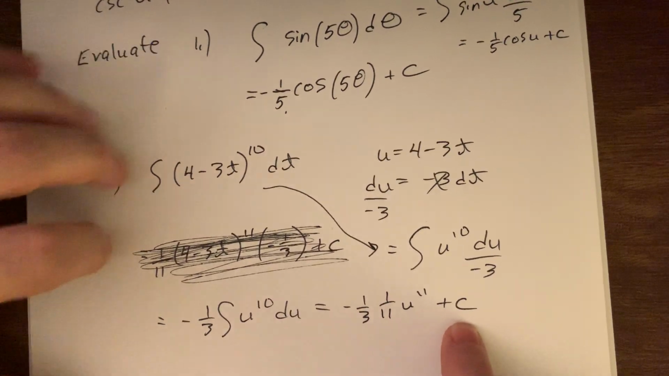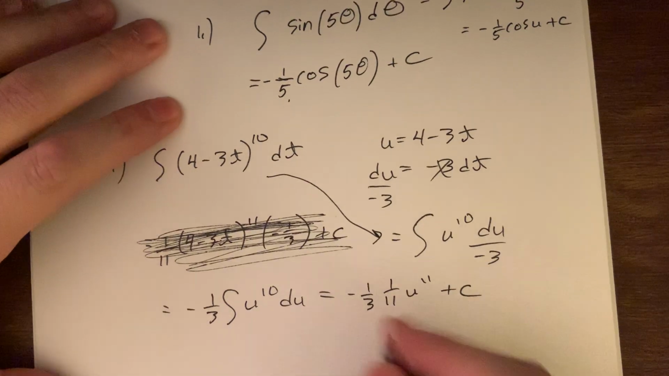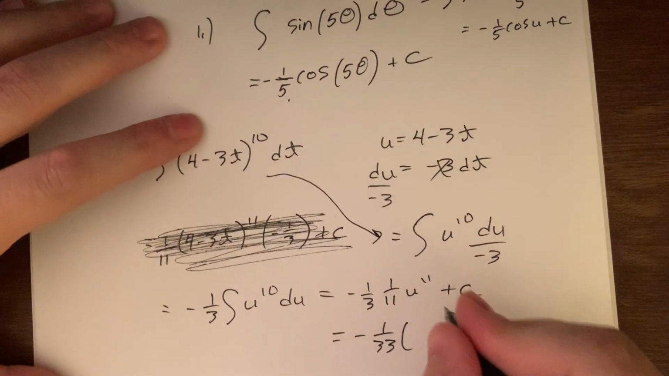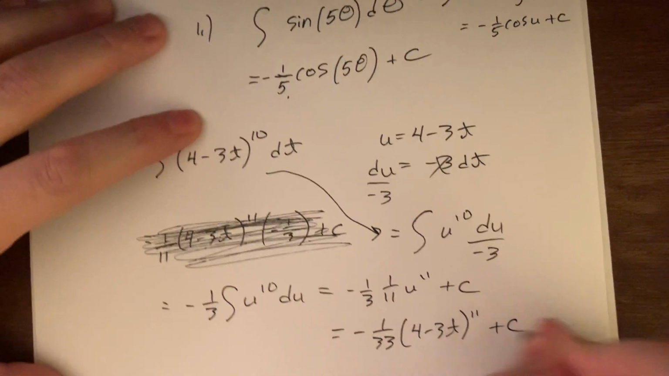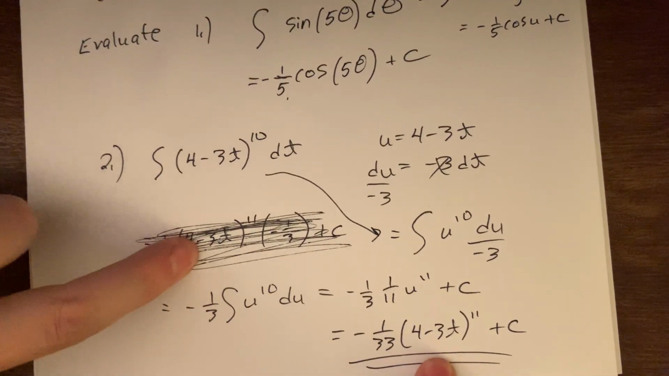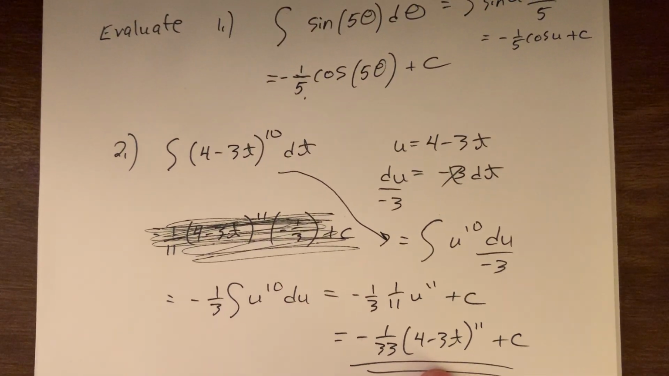And now when I back sub, just notice I'll clean this up a little bit. The -1/3 times -1/11 would give me a -1/33. But then the u to the 11th becomes 4 minus 3t to the 11th plus c. And that matches what we said before. But this would be the more common technique for everyone to follow.